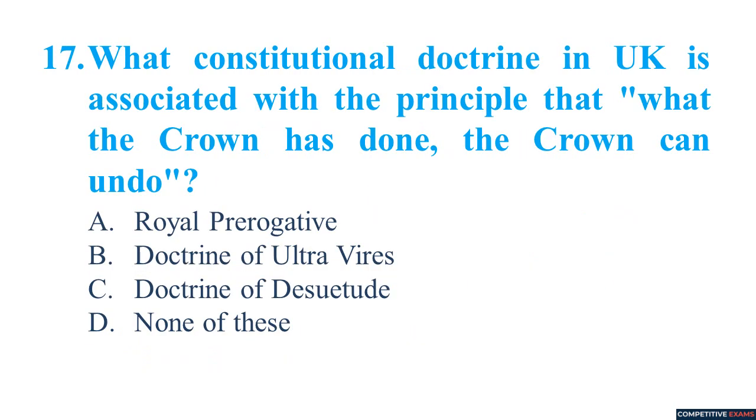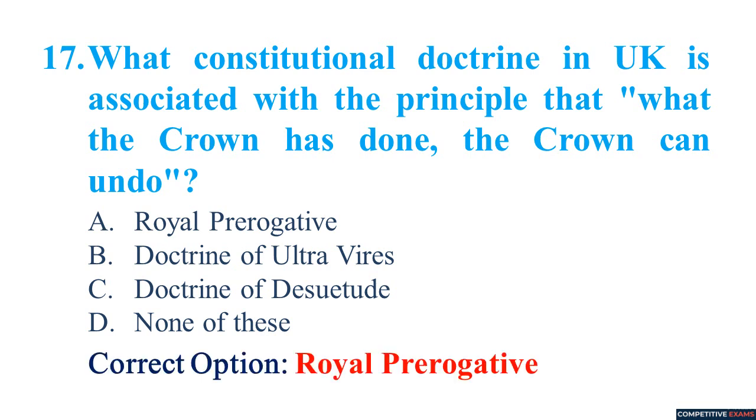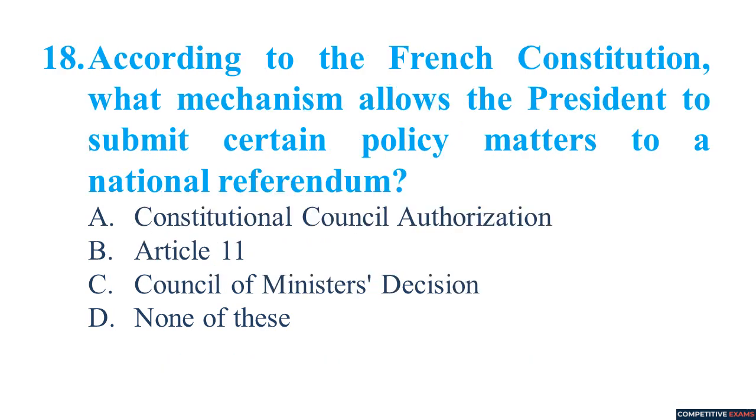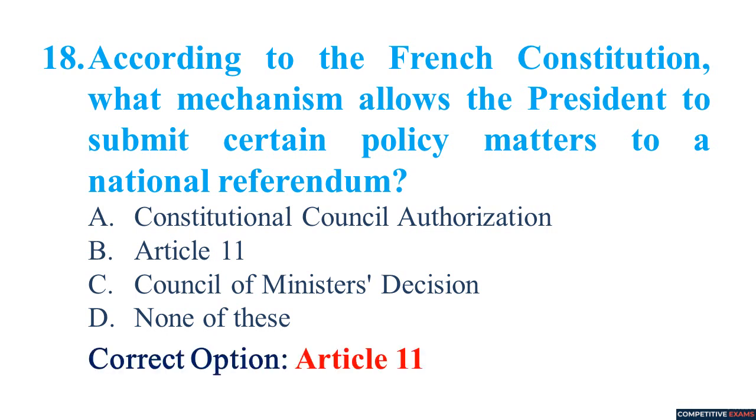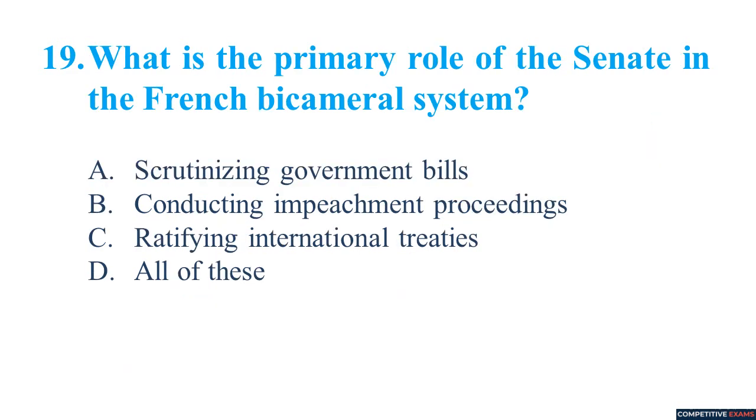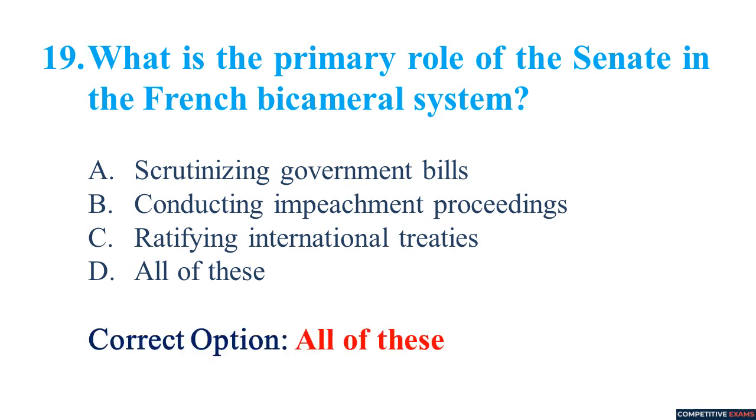What constitutional doctrine in the UK is associated with the principle that what the Crown has done, the Crown can undo? Royal prerogative. According to the French Constitution, what mechanism allows the President to submit certain policy matters to a national referendum? Article 11. What is the primary role of the Senate in the French bicameral system? All the given options are correct, and these are scrutinizing government bills, conducting impeachment proceedings, and ratifying international treaties.